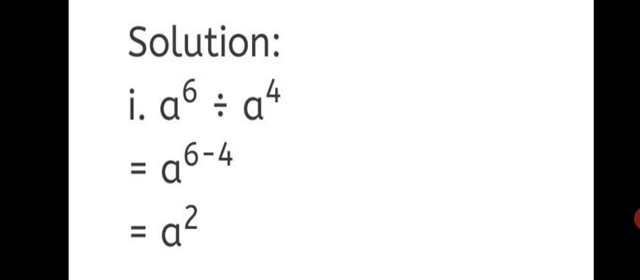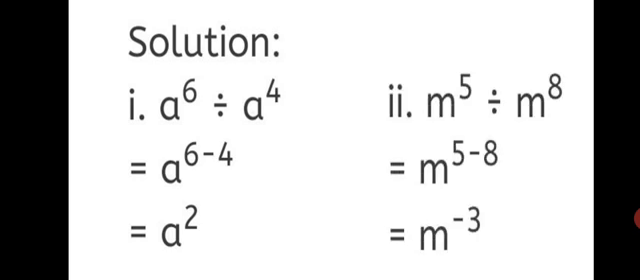Okay. Let's have a look at the second example. M raised to 5 divided by m raised to 8. M, that is the base, write as it is. Since it's division, now we have to subtract the index. 5 minus 8. Plus and minus is minus. 5 minus 8 is 3, and since the greater number has got a negative sign, the answer will be negative. So m raised to minus 3 is your final answer.